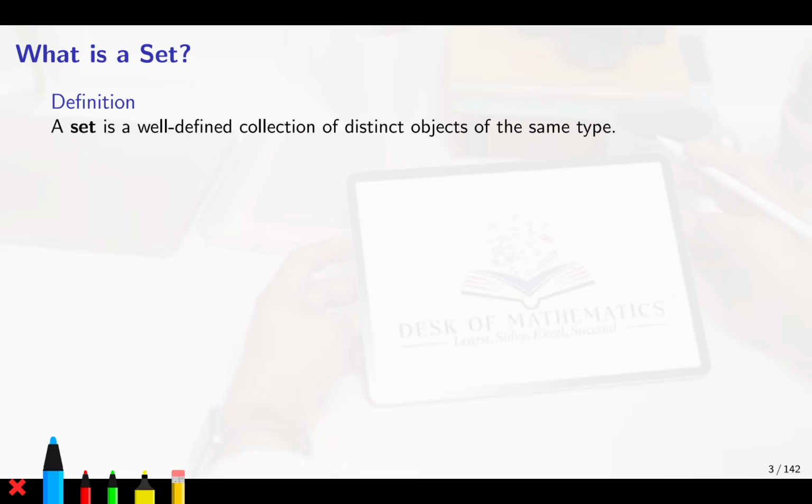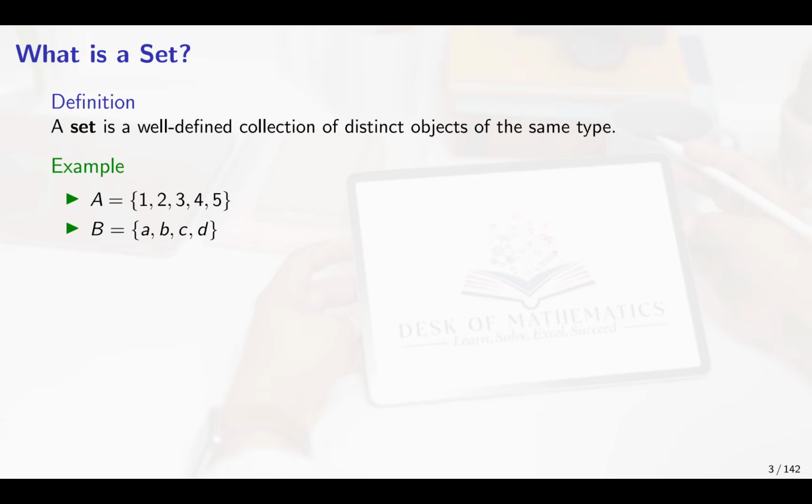As you know, this is the definition of a set. We have already discussed this in the videos. A set is a well-defined collection of distinct objects of the same type. I will be a little fast because my motive is to solve questions from your examination point of view. You have the exam, so we practice more questions. These definitions you know already.